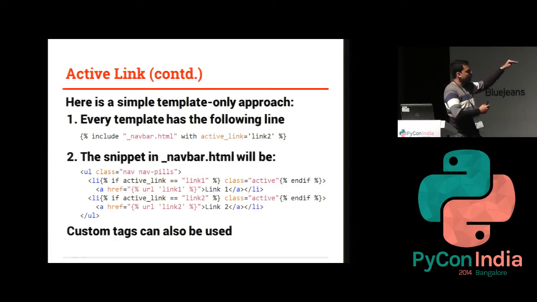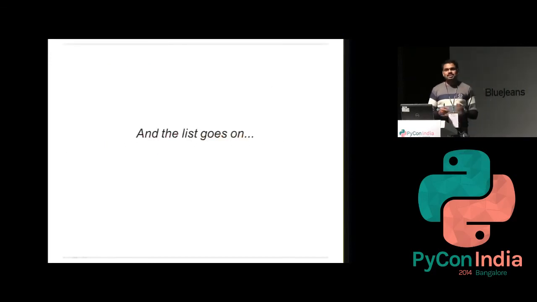And now the snippet becomes very simple. All you have to do is have a series of if statements which check whether that particular active link is set to a particular value. If it is set to that particular value, just use that link. Now, custom tags are also a good way of implementing this, but I find it much easier to use this template-only solution. So we have just barely scratched the surface.